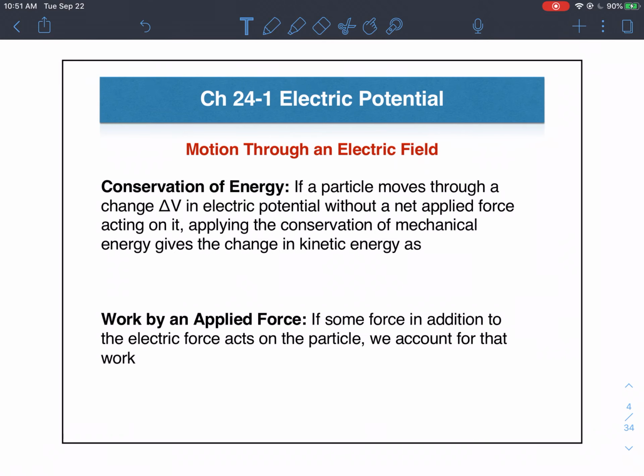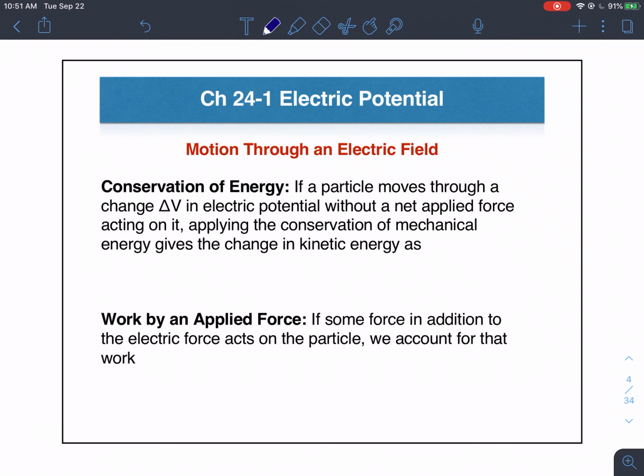Now we're continuing to talk about motion through an electric field, and we're going to look into the conservation of energy. This is the way the textbook explains. I'm going to explain another way, the way that we learned from Physics 160 in the next page. So here, if a particle moves through a change delta V in electric potential without a net applied force acting on it, applying the conservation of mechanical energy gives the change in kinetic energy.